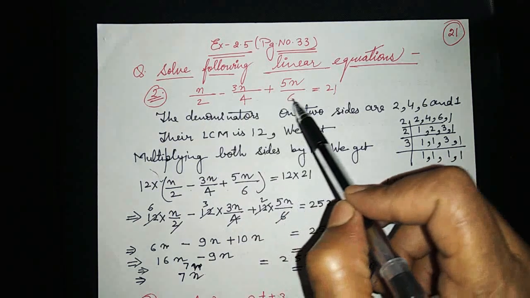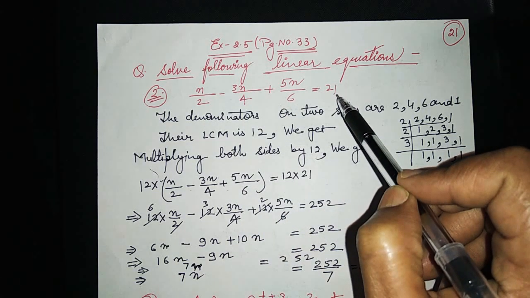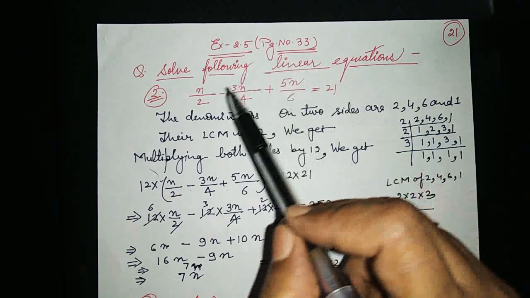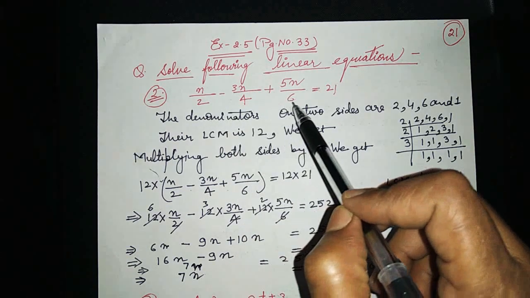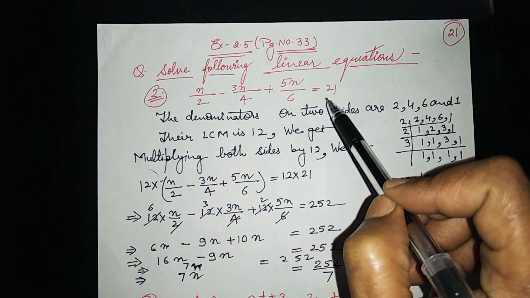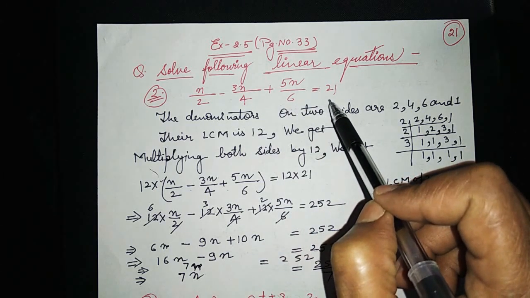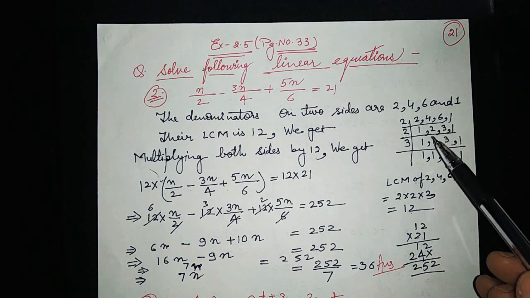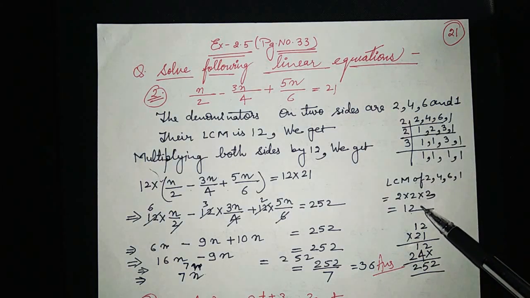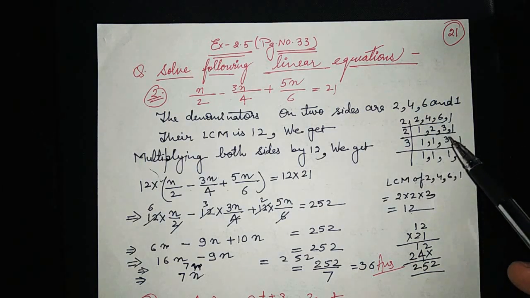First we will see the denominators of each term in this equation. Denominators are 2, 4, 6 and 1. So to solve this equation, first we will find the LCM of denominators. Here you can see I have calculated LCM of denominators 2, 4, 6, 1.